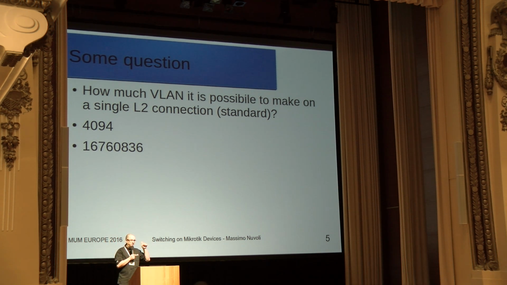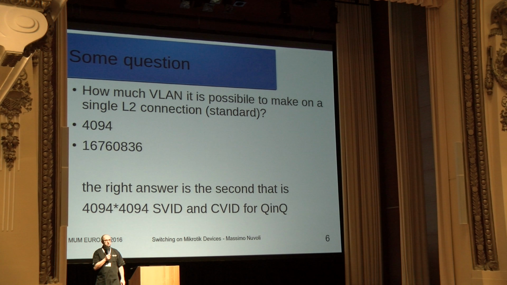The first, 4094, or the second, 4094 multiplied by 4094. Okay. The right answer is the second one, because the standard provides two places to put a VLAN ID on a frame. So you can have a combination of two, like I wrote here, 4094 network addresses.